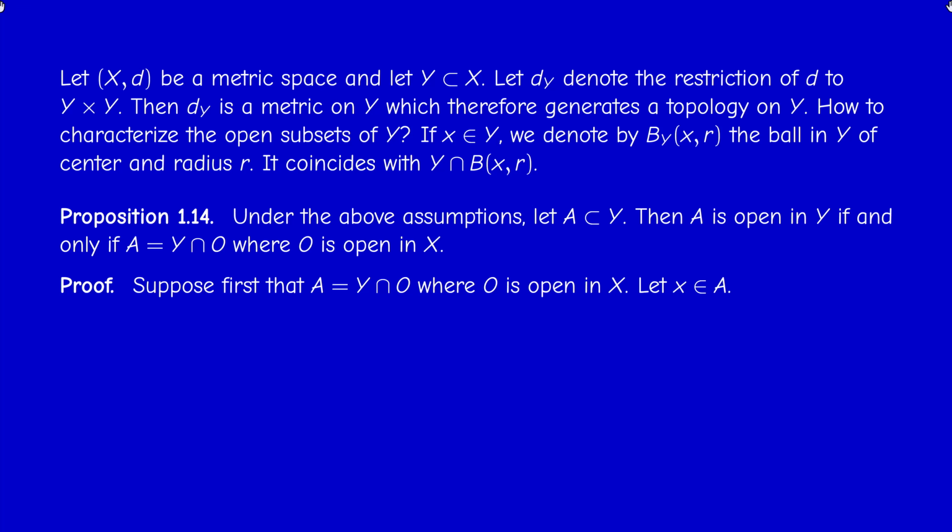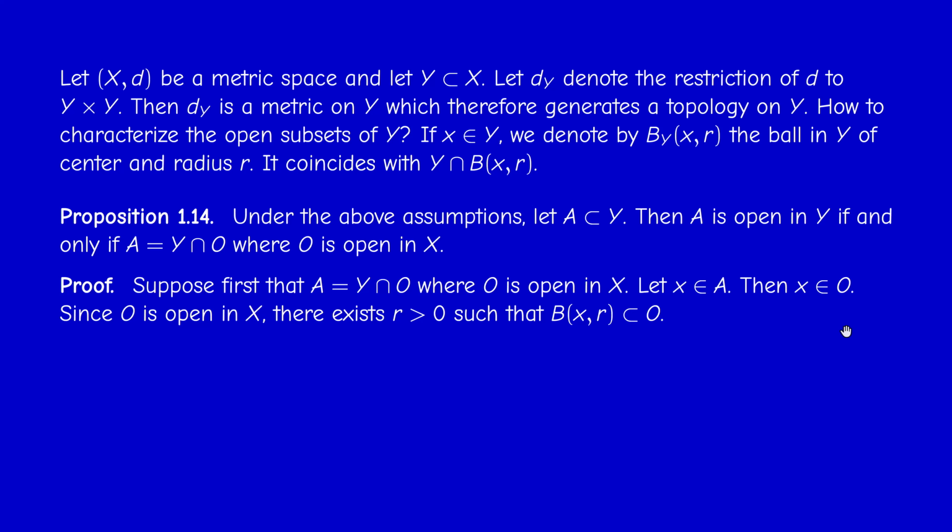So we have to prove that for every point small x in A, there is a ball of center x contained in A, a ball in Y, of course. So if x is in A, and A is the intersection of Y and O, then A is contained in O, right? Therefore x is in O. But since O is open in X, there is a ball in capital X with center small x contained totally in O. This is by definition. So I just take the intersection.